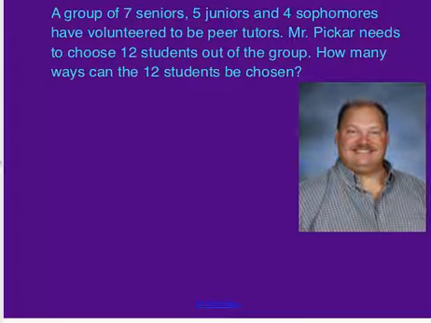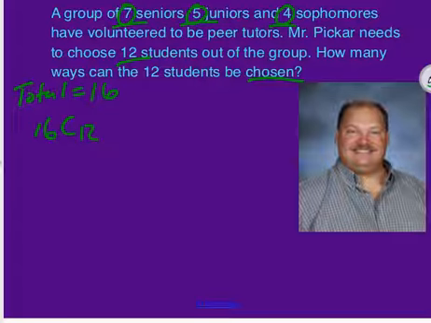So looking at this, a group of 7 seniors, 5 juniors, and 4 sophomores, so 7, 5, 4, have volunteered to be peer tutors. Mr. Picard needs to choose 12 students out of the group. How many ways can the 12 students be chosen? So does it matter how many juniors or seniors or sophomores we have? No. What we need to find out is 7 plus 5 is 12 plus 4 is a total of 16 students. So we need 16 choose 12.